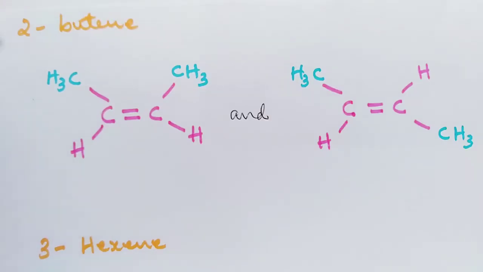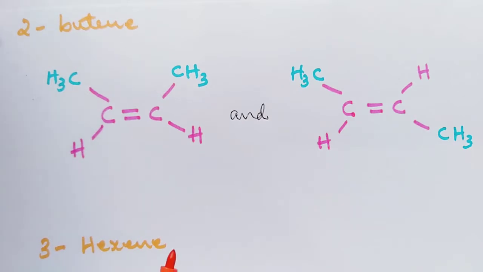In this video, I'm going to explain to you about geometrical isomerism, also known as cis-trans isomerism, through examples. Example number 1, we have 2-butene. These two are geometrical isomers of 2-butene. The question is, which one is a cis isomer and which one is a trans isomer?